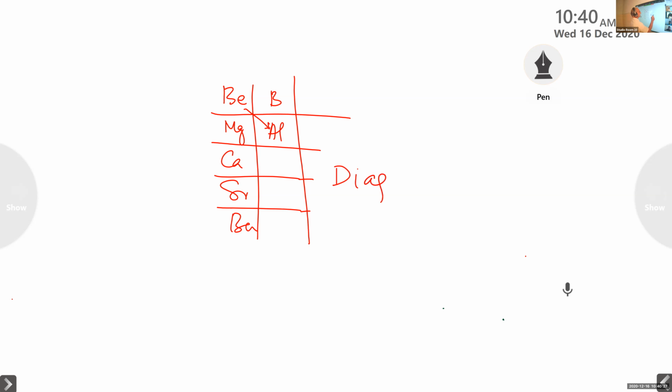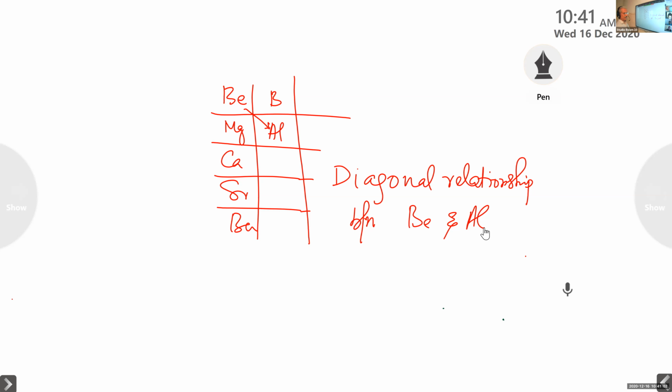So there is a diagonal relationship between beryllium and aluminum. Beryllium resembles aluminum, and the property is called diagonal relationship. They show similarities in their properties, as we have seen in the case of lithium and magnesium, when we are dealing with the alkali metals. Diagonal relationship.